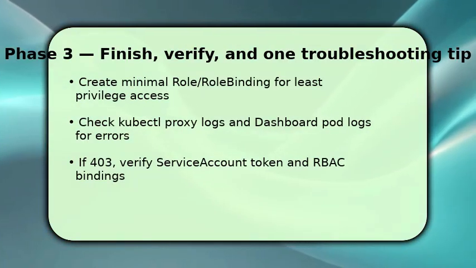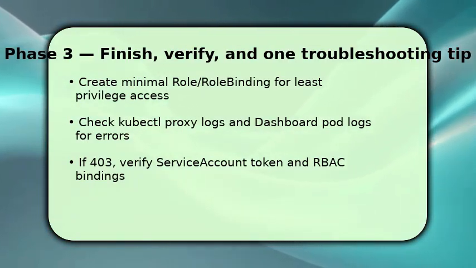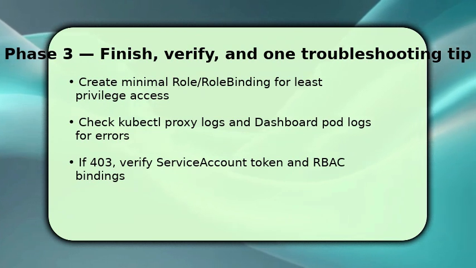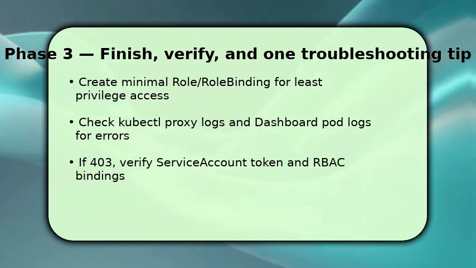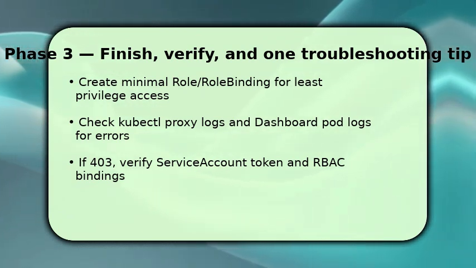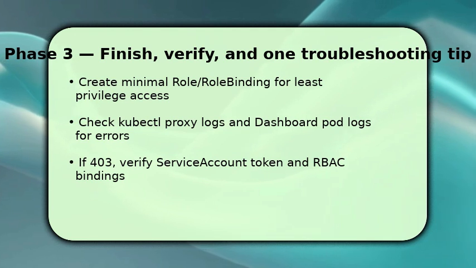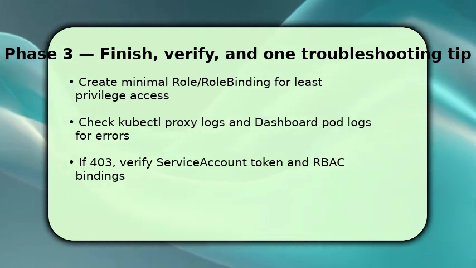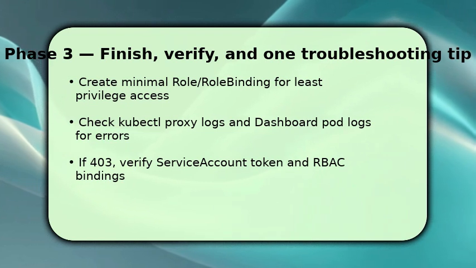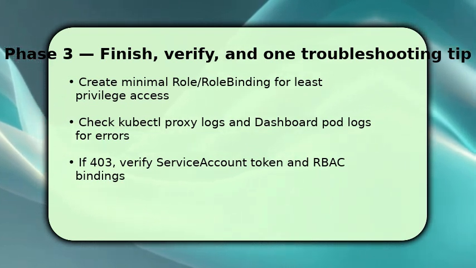You finish by hardening access. Create a dedicated service account with role bindings for the operations you need, and avoid cluster admin tokens in daily use. Once secured, monitor the dashboard pod logs and the Kubectl proxy output for failures. These logs reveal certificate, connection, or RBAC issues.